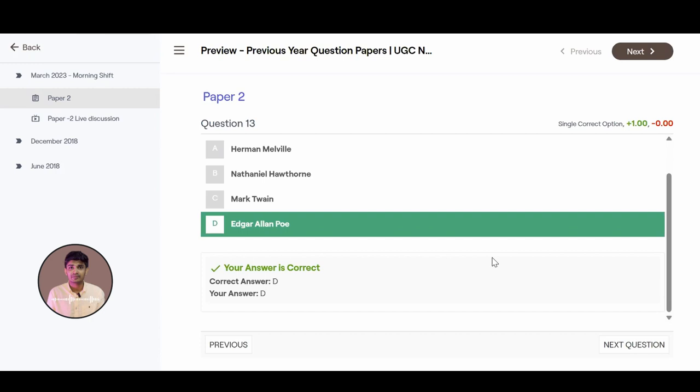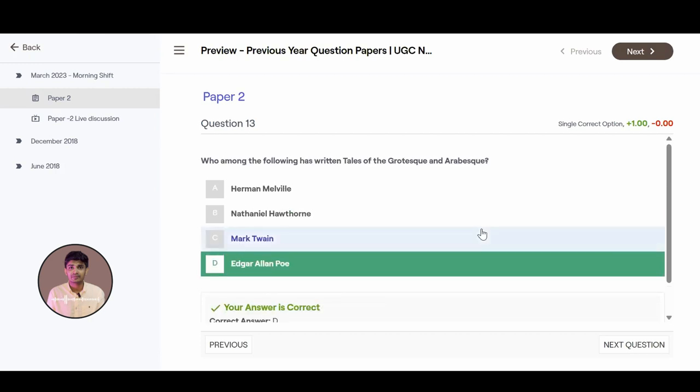Now, the extra question that I want to ask you is this. Who is associated with the theoretical term carnivalesque? Carnivalesque and grotesque are two concepts put forward by a Russian philosopher or Russian thinker. Give me the answer. You have 5 seconds.